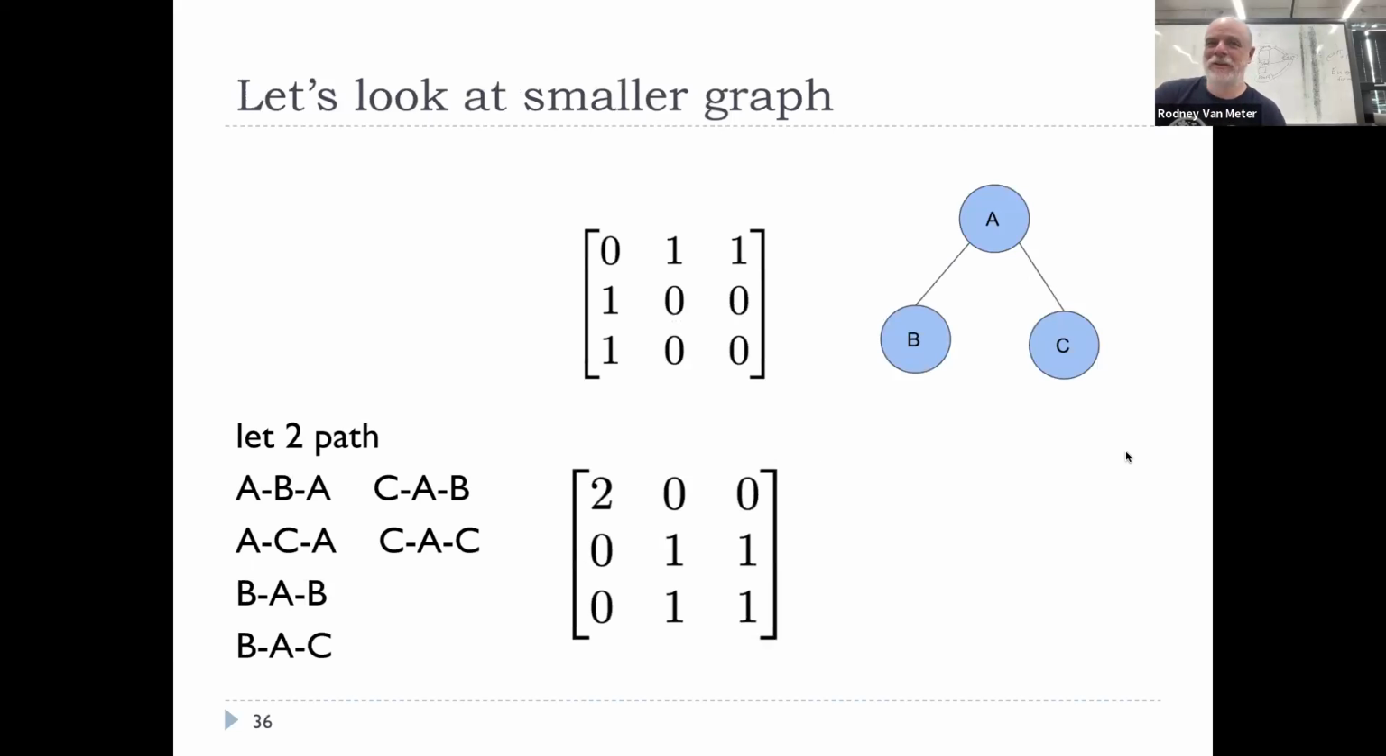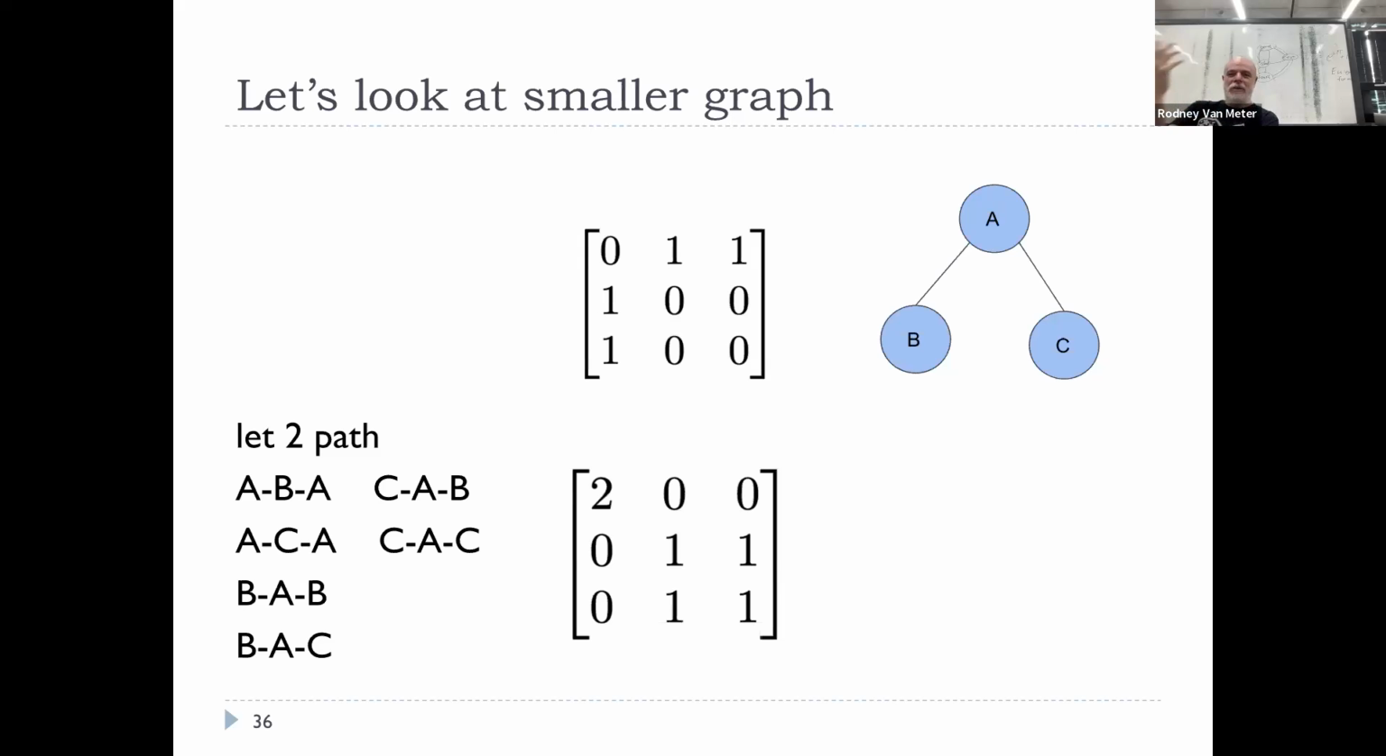Let's look at a smaller graph so we don't have to multiply all of that out by hand. This graph ABC there on the left, there are 2 links in it. So if you look at the adjacency matrix, there are 4 ones, divided by 2. A is connected to B and C. B is connected only to A, and C is connected only to A.